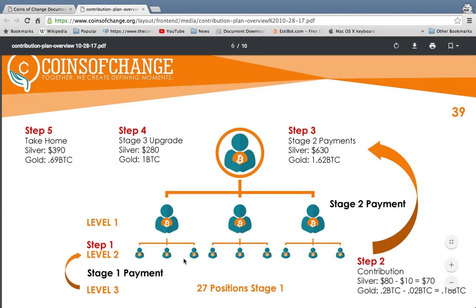So these 9 people, right? This is your level 1. This is your level 2, right? You see that here. So they're on their step 1. So it's your level 2, but it's their level 1.